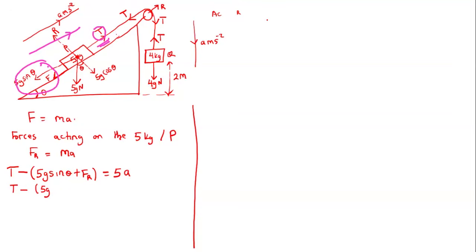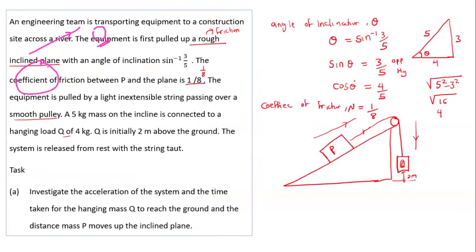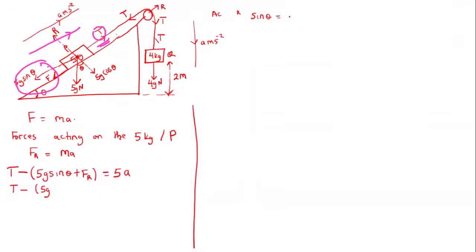Sine of theta, we know from our diagram that sine of theta was given as 3 out of 5. So sine of theta is the same as 3 out of 5. And then the cos of theta was 4 out of 5. So where there is sine theta, you put 3 out of 5. So here we shall have 3 out of 5. Then plus Fr, which is mu R, is equal to 5a. So we shall continue and say T minus this 5 and the 5 cancels, so you remain with 3g plus what is your mu? Our mu was given as 1 out of 8. But what is R?